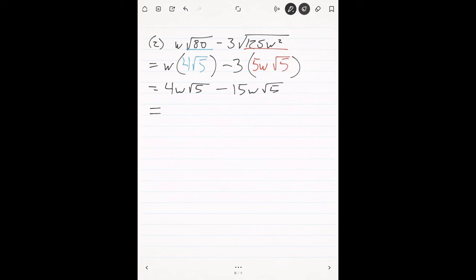But in our problem, we can go ahead and combine the 4w and the negative 15w. So 4 minus the 15 should get us negative 11w. And the root 5 stays the same. So again, all we did was combine the outside coefficients, got our value, and we're left with the root 5. So again, a little bit longer of a problem, a little bit more tedious, but not too bad. It's relying on all the same stuff that we know. We just have to simplify the radicals down, make sure that they're like radicals, and then go ahead and combine them together.